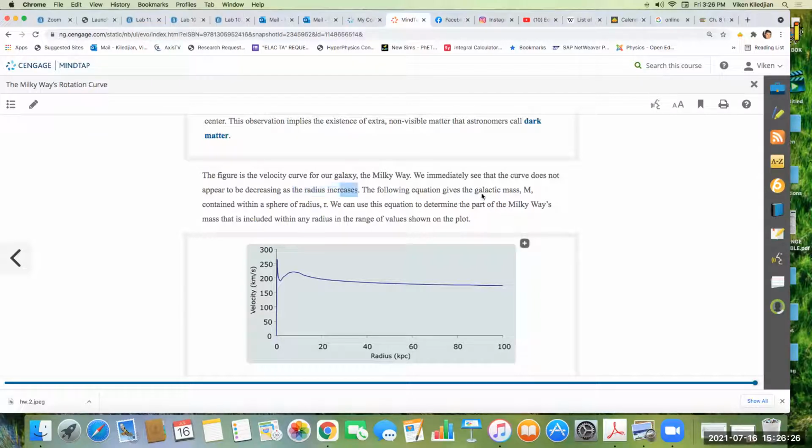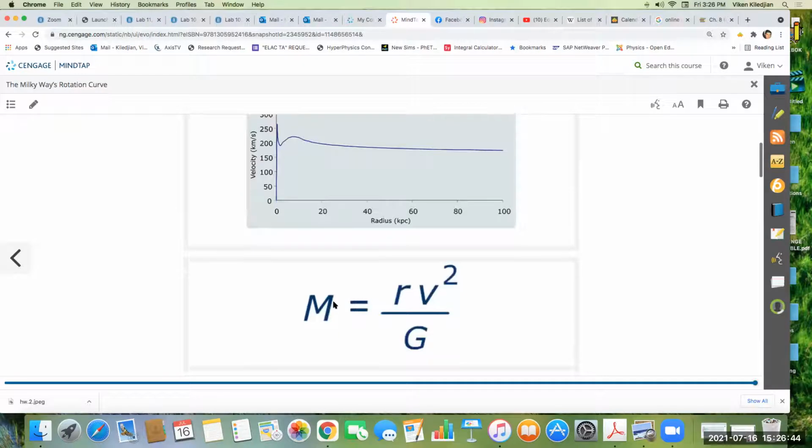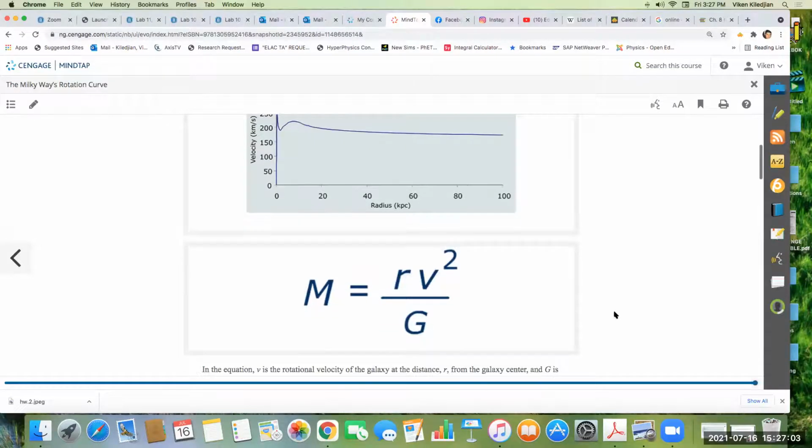The following equation gives the galactic mass M contained within a sphere of radius r. We can use this equation to determine the part of the Milky Way's mass that is included within any radius in the range of values shown on the plot. So this is the mass of the Milky Way as a function of the distance from the center of the Milky Way, and the velocity of the stars in the Milky Way as they're going around the Milky Way, divided by the constant of gravity.